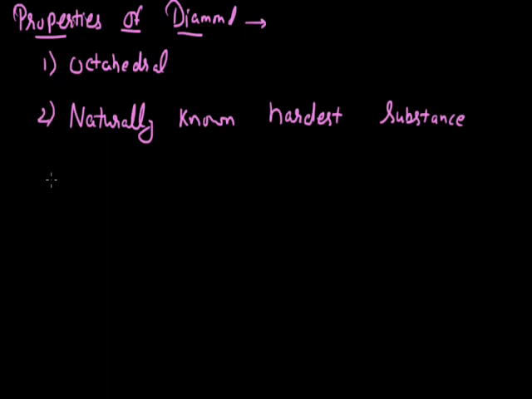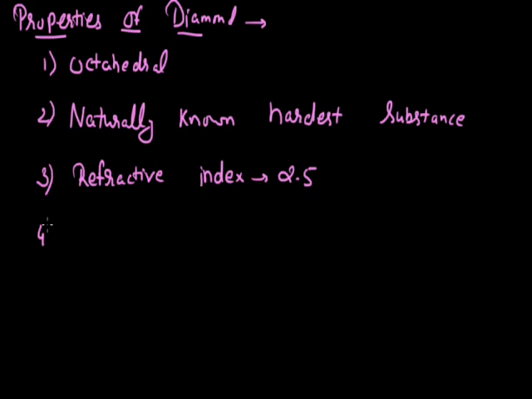The third one: we all know diamond has a very important use in the field of jewelry due to its high refractive index. The diamond has a very high refractive index, and the value is approximately 2.5. Due to this high refractive index, it refracts light, and this is the reason why we use diamond in jewelry, and it has high lustrosity.